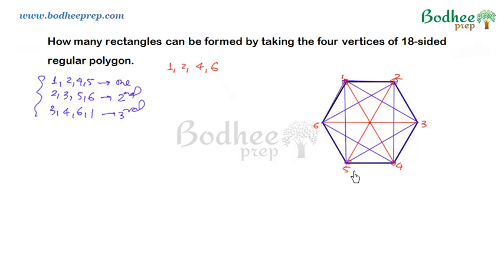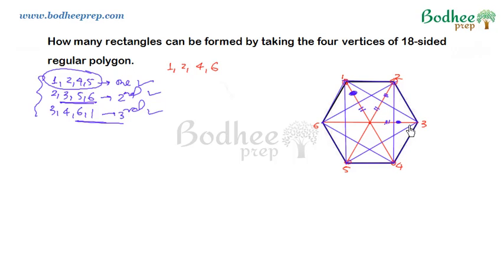Now if I closely observe the diagonals for the first rectangle, this and this are the diagonals. So if the rectangles are unique, the pairs of diagonals are also unique. For the second rectangle 2 3 5 6, the diagonals were 2 5 and 3 6. Similarly for the last one, the pair of diagonals was 1 4 and 3 6. So the number of pairs of diagonals itself represents the number of rectangles we can form. That was the logic because of which I took this hexagon as an example.